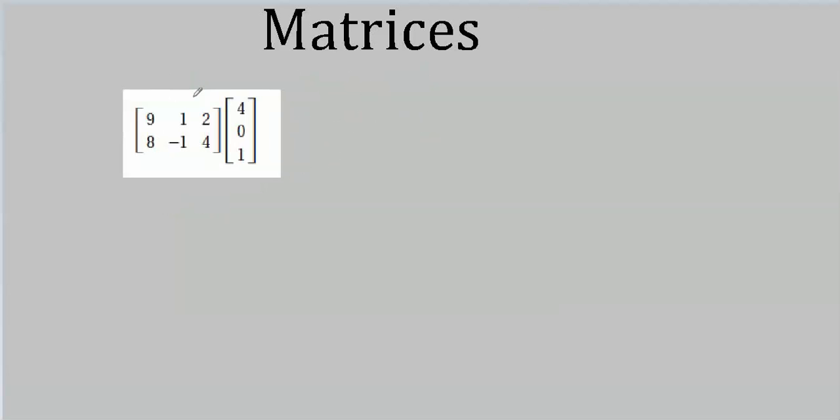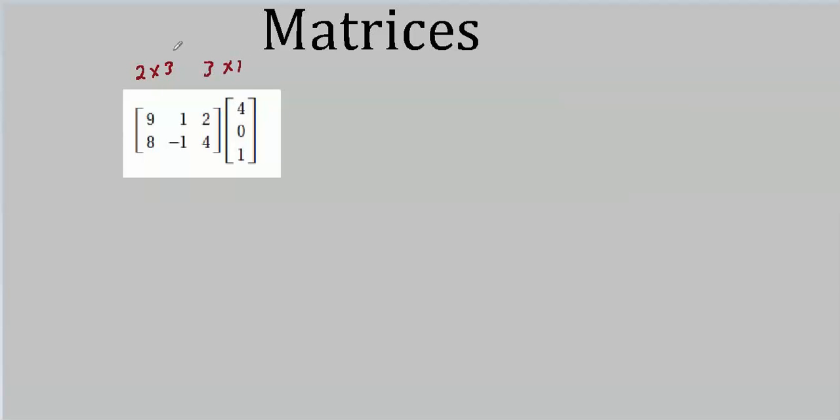What is this in dimensions? It's 2 rows and 3 columns, so this is 2 by 3. What is this one? Well, 3 rows. Each one of these individual entries counts as a row, but only 1 column. So this is 3 by 1. These are not square matrices, but the inner numbers match up, so we're okay.